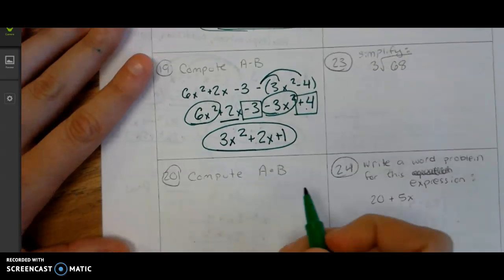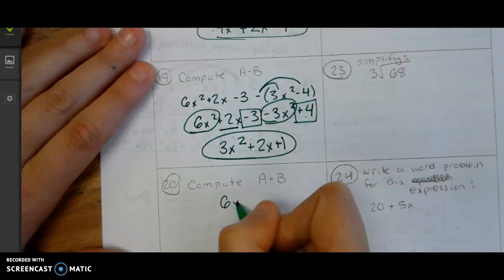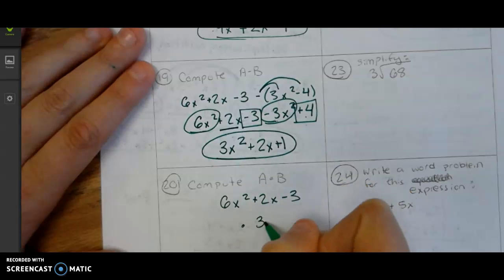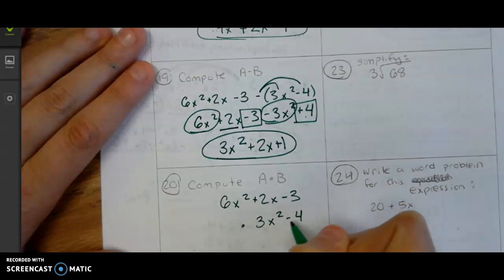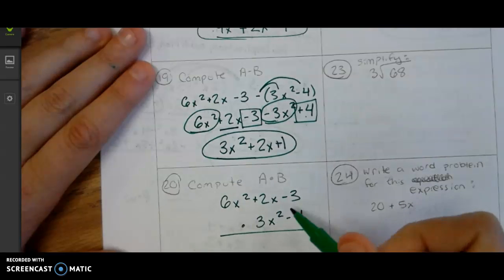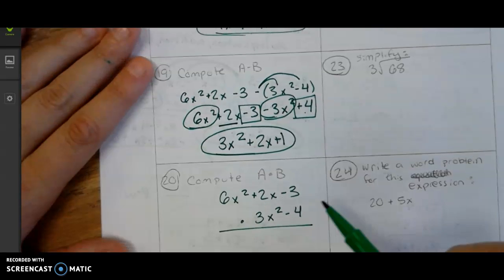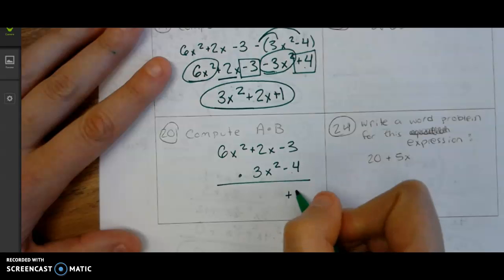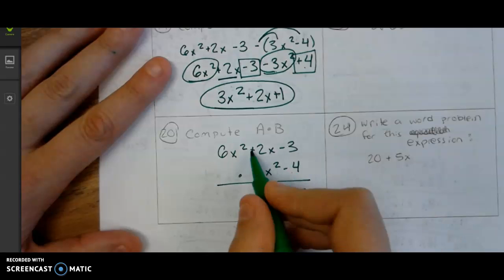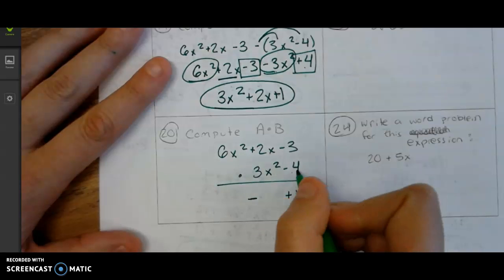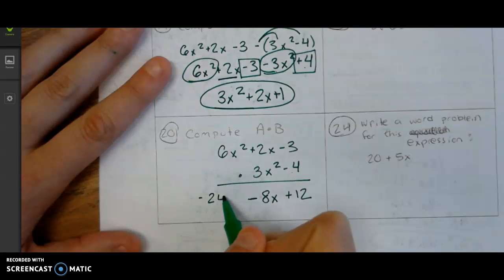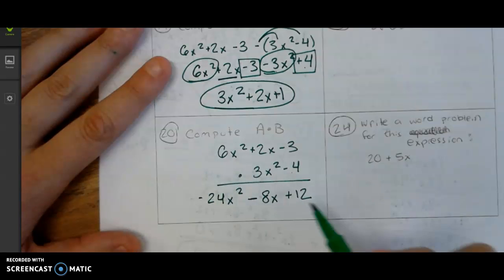And finally, we've got A times B. So we can write that. This is the only time it doesn't matter that these are not lined up. So these are not like terms. But I'm not adding like terms, I'm multiplying. So negative 3 times negative 4 is positive 12. Negative times a positive is a negative. 4 times 2 is 8 with 1 x. Negative 24 with 2 x's.